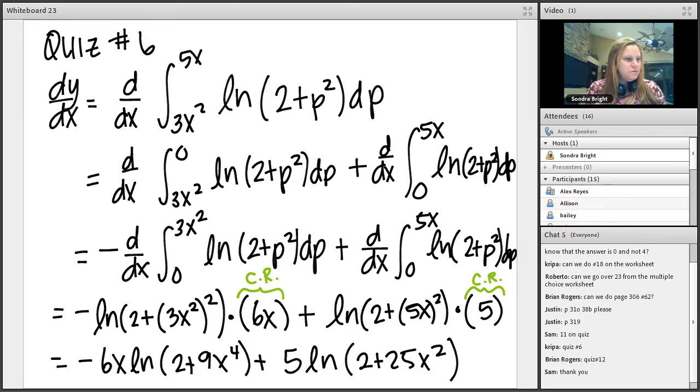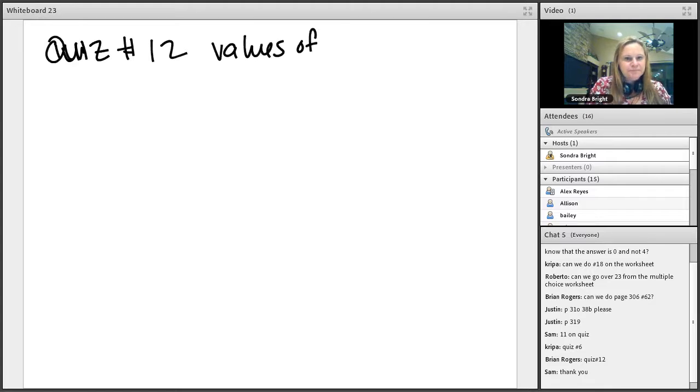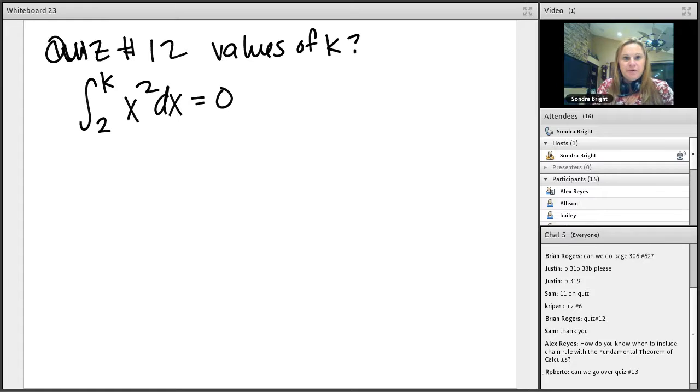All right. Quiz number 12. All right. So what values of k for which the integral from 2 to k of x squared dx is equal to 0.